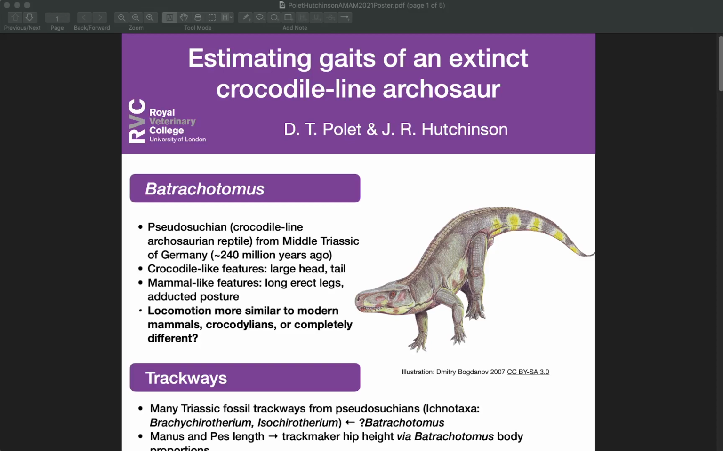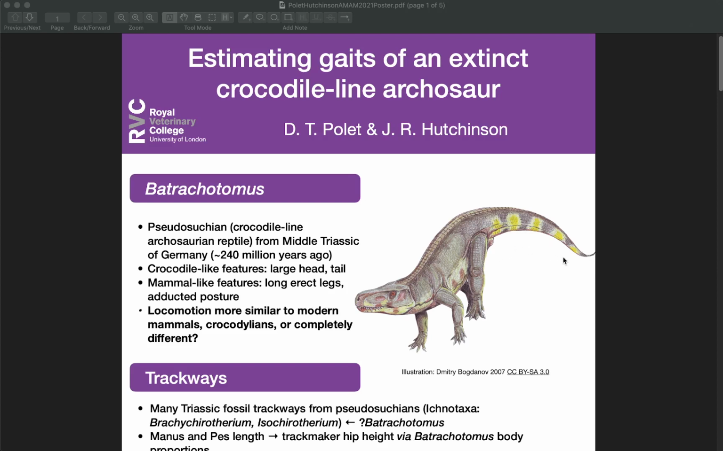I'm a postdoctoral researcher with John Hutchinson on the Dawn Dinos project at the Royal Veterinary College. In this project, we're interested in learning more about how the extinct crocodile-line archosaur named Batrachotomus would have moved. It's an animal that lived about 240 million years ago in the Middle Triassic.